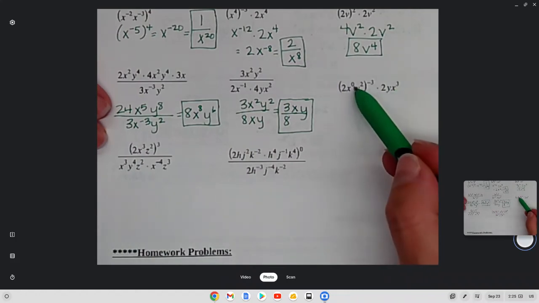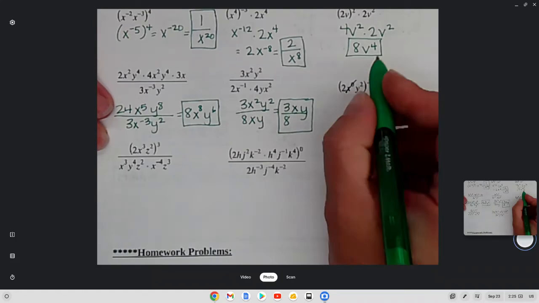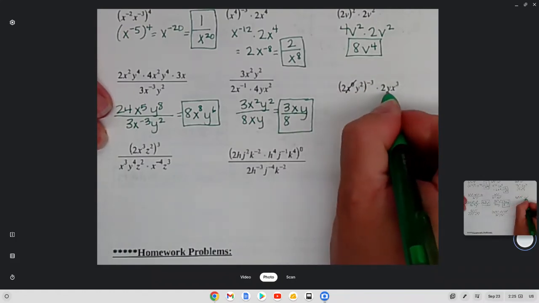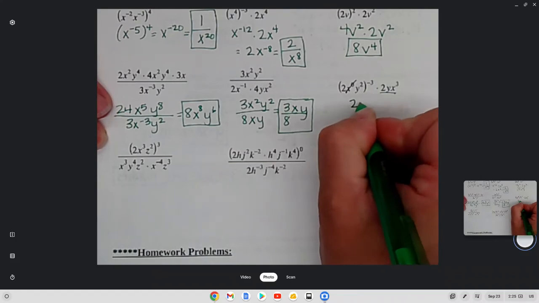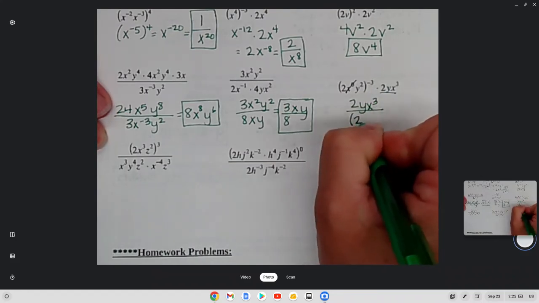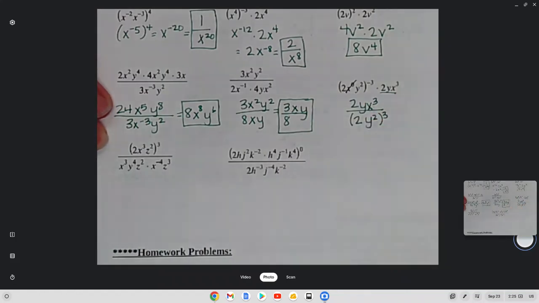Okay, look at this. We have a 0 exponent here, right? So that one's out. Now this tells me this goes in the denominator. This stays right where it is. So 2yx cubed over 2, this is gone, cubed.